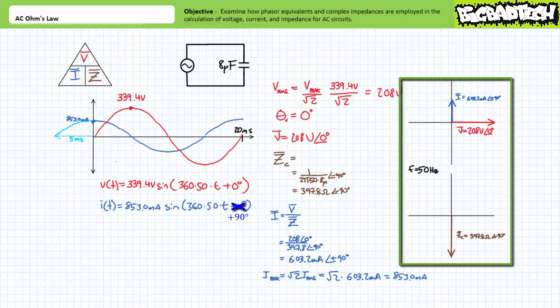Most circuit analysis scenarios are best kept at the level containing only the most pertinent information, notably the phasor equivalent. This Ohm's law manipulation can be most compactly summarized as: given 50 Hz sinusoidal AC voltage with an effective value of 208 volts across an 8 microfarad capacitor, one can anticipate current to have an effective value of 603.2 milliamperes with a positive 90 degree phase shift. All pertinent information is immediately recognizable and in keeping with our expectations.